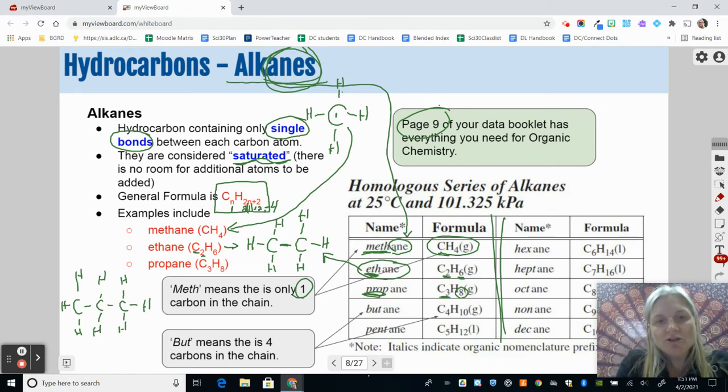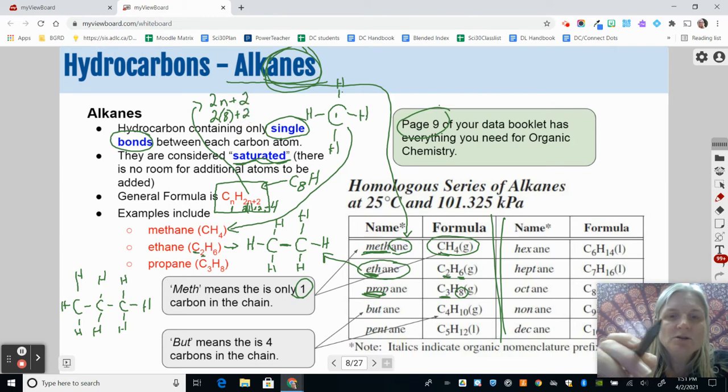Alrighty. Now you can also use this mathematical formula. Say you have an 8 carbon chain, so C8, and you want to figure out how many hydrogens there are. If there's 8 carbons, then you would need to take this 2n plus 2. 2n plus 2 is the formula to figure out how many hydrogens there are in an alkane. N is the number of carbons. So 2 times 8 plus 2. So 16 plus 2. So that would be 18 hydrogens. So that's a quick way to figure out the formula for the alkane.